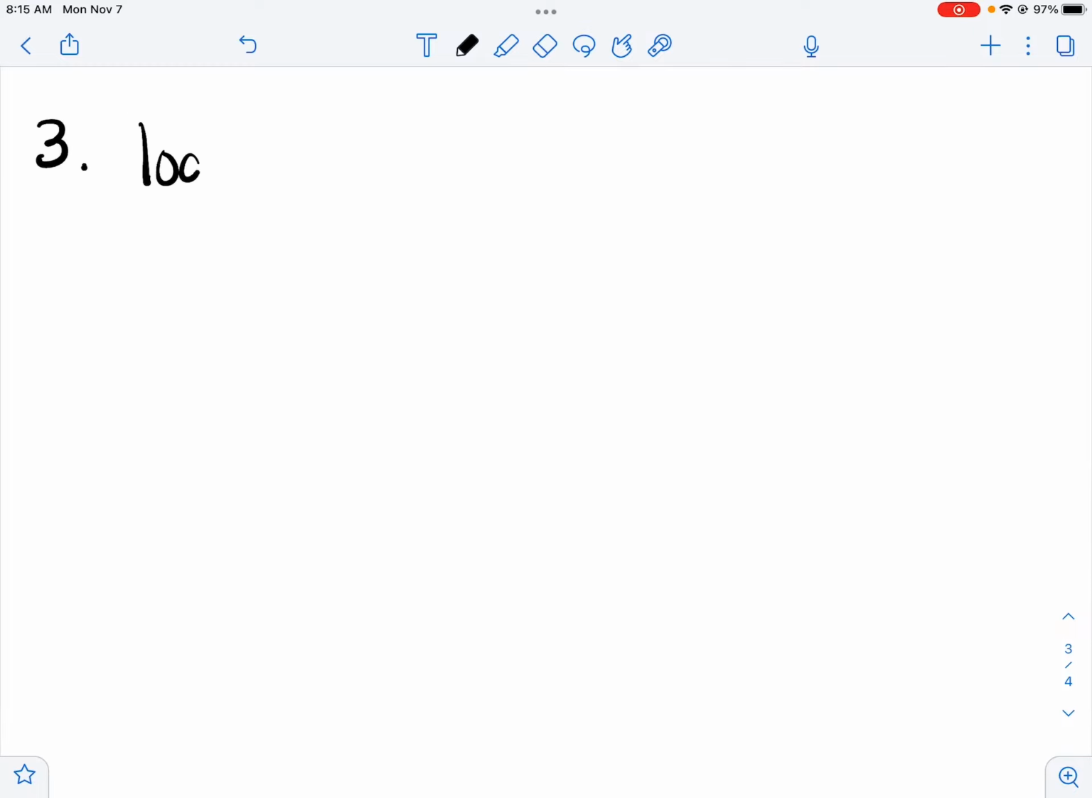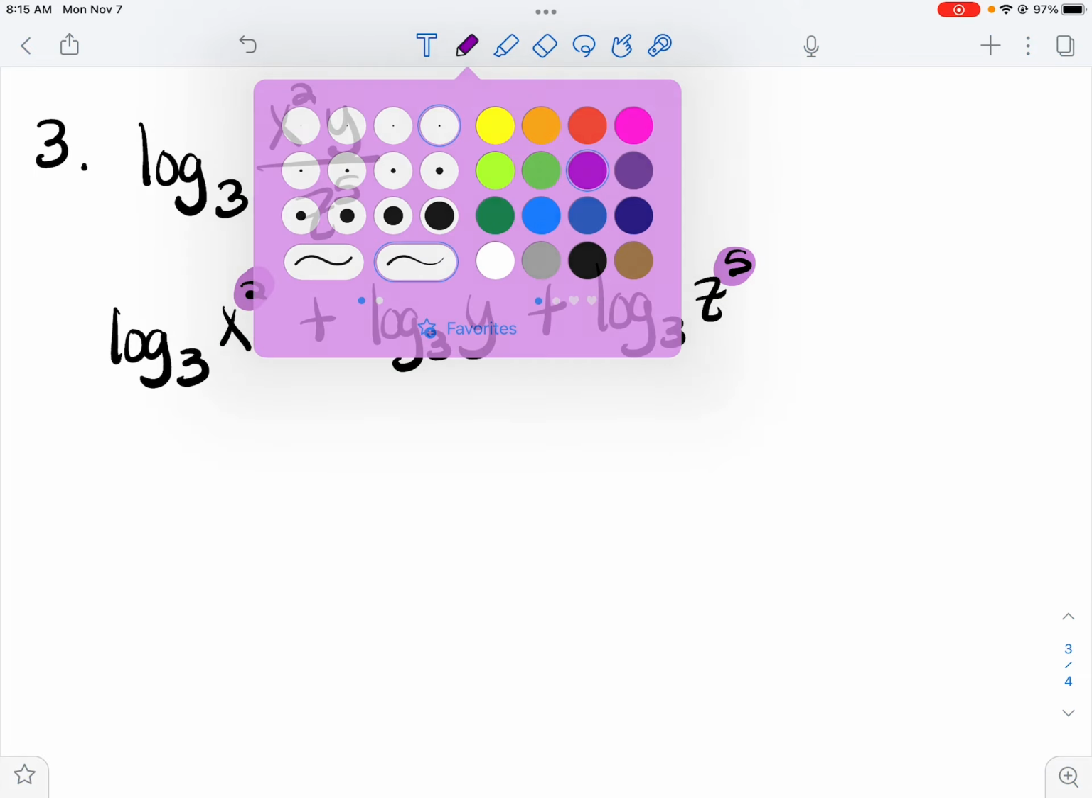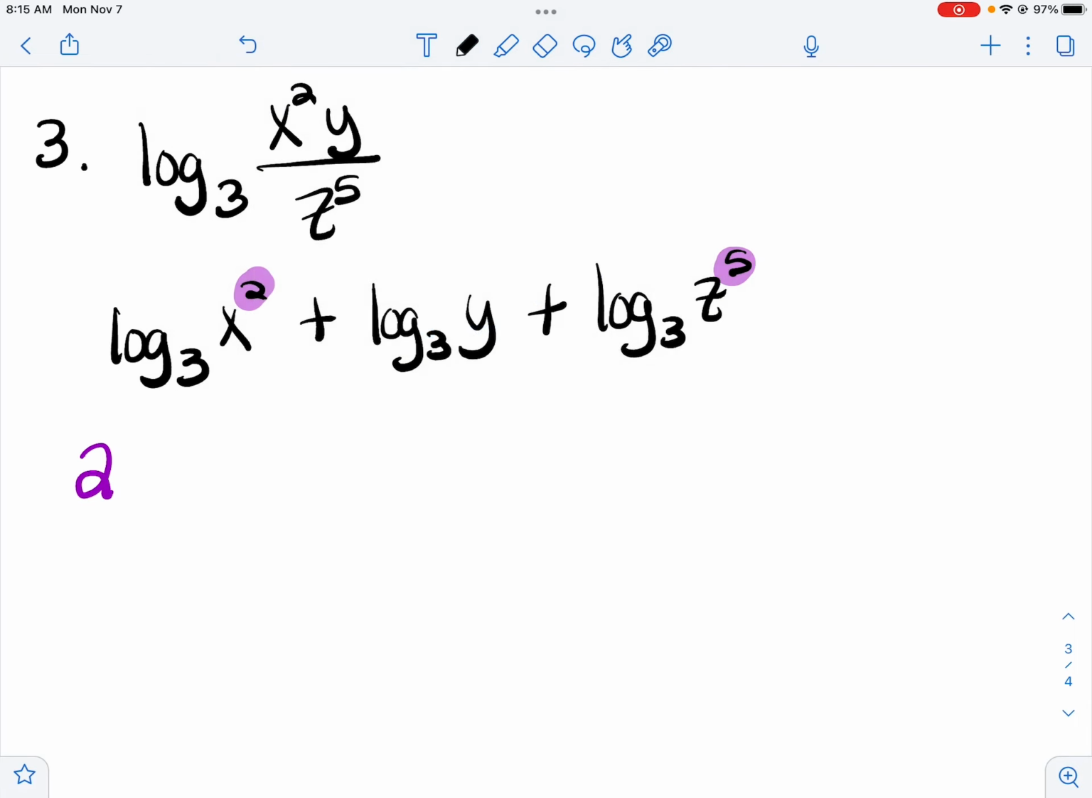Number 3 asks us to use the properties of logs to rewrite our expression. So we have log base 3 of x squared y over z to the 5th. With our properties of logs, basically anything in the numerator gets a plus in front, and anything in the denominator has a minus in front. And so I write this as log base 3 of x squared plus log base 3 of y plus log base 3 of z to the 5th. And then our exponents come to the front of each of our terms. So we have 2 log base 3 of x.